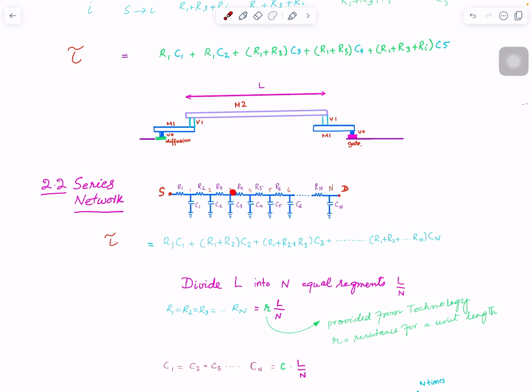As we go to each node, all the resistance up to that point is added, and multiplied by the capacitance of that node. So if we keep following this for the nth, it will be R1 plus R2 plus R3, on and on, all the way to Rn, multiplied with Cn. You understood this? This is a generic equation.